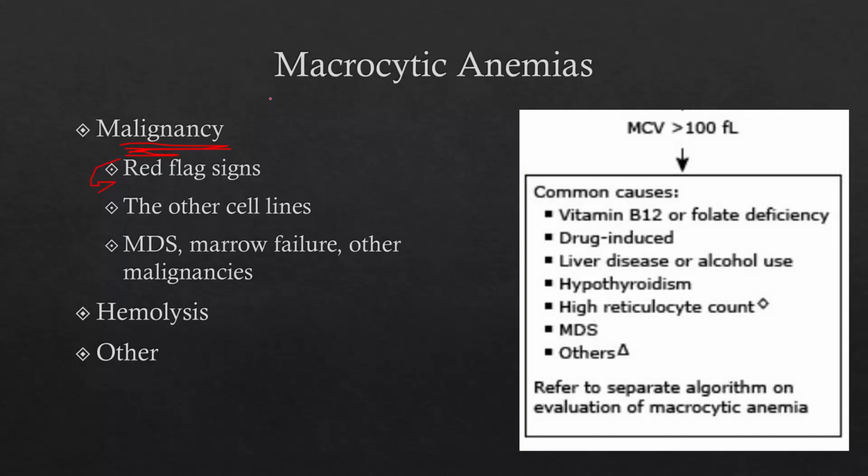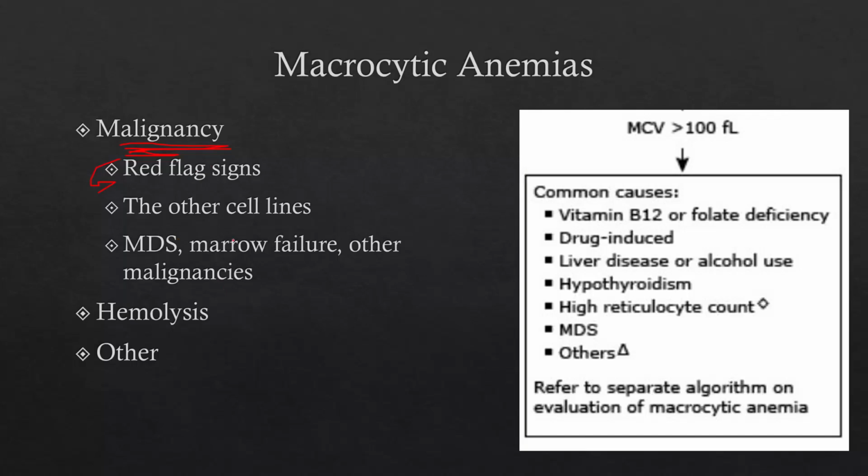So what are the big red flag signs? Well, it's kind of the same as your B signs, right? So night sweats, weight loss, things like that, okay? Another hint: look at the other cell lines. Do you have an extremely low or high white blood cell count? What about the absolute neutrophil count? Platelets, and so forth. If all three of your cell lines, your platelets, your RBCs, and your white blood cells, are down, that could make you start thinking malignancy. These include things like myelodysplasia, marrow failure, other leukemias, and lymphomas.